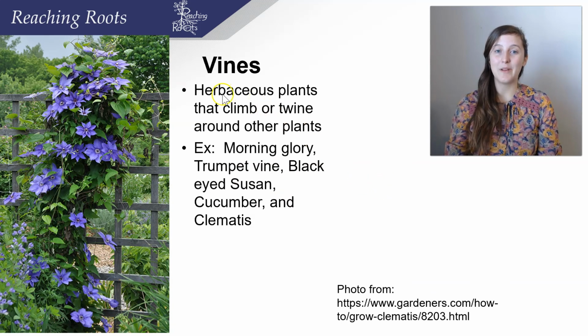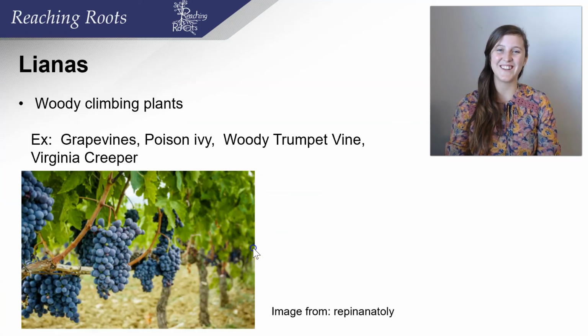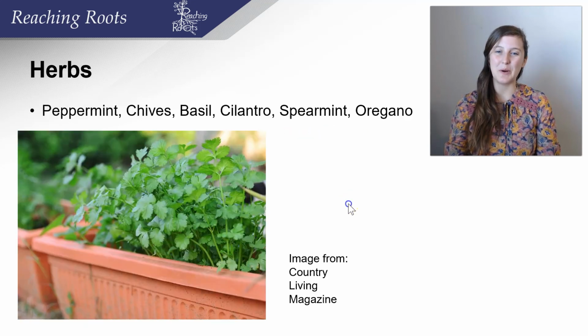Vines are plants that climb or twine around other plants. Some examples are morning glory, trumpet vines, black-eyed Susans, cucumber, and clematis as pictured here. Lianas are woody climbing plants, so vines that are woody. Some examples are grapevine, poison ivy, wood trumpet vine, and Virginia creeper.